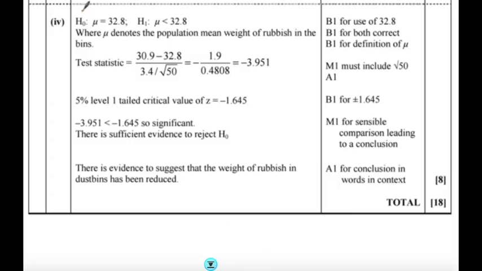So you get a mark for using 32.8, a mark for both of these correct, a mark for the definition of mu, so where mu denotes the population mean weight of rubbish in the bins, good. The test statistic was minus 3.951, which we found. Then a critical value being minus 1.645, a mark for a sensible comparison leading to a conclusion, and a mark for the conclusion in words in context. So you will get all those marks if you find the probability z is less than minus 3.951.